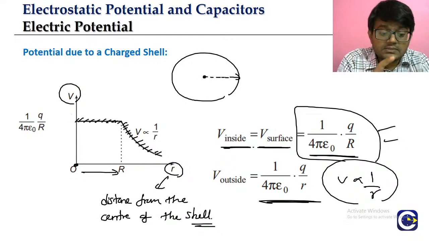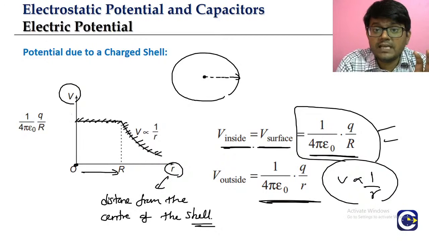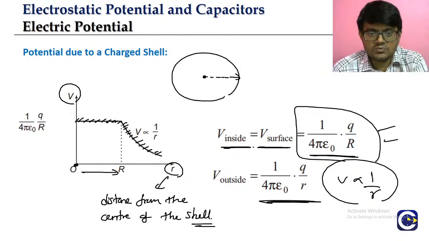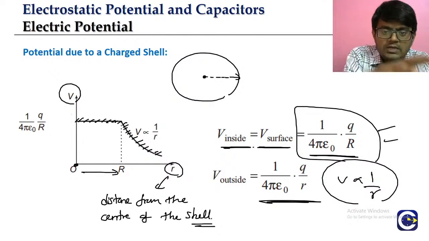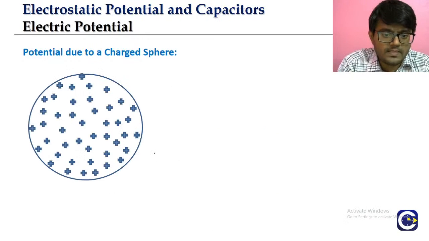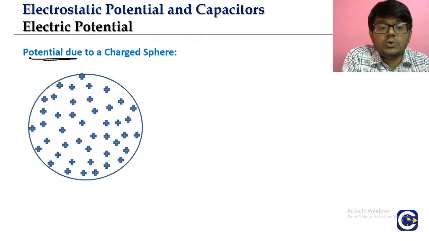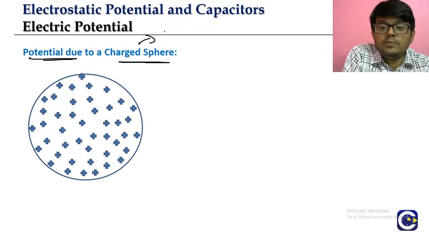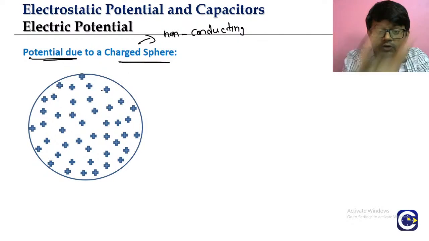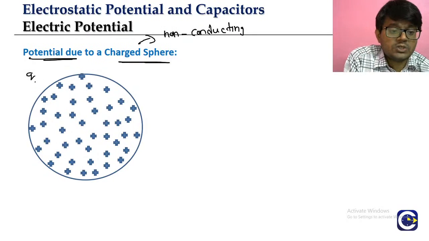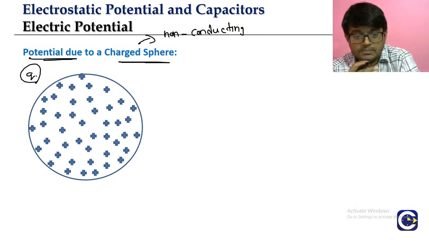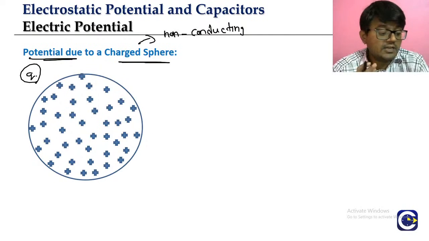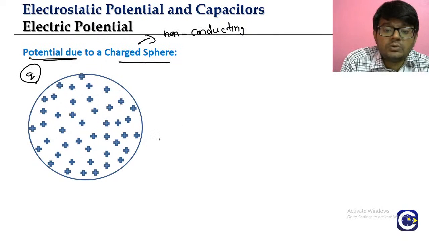The other one is a charged sphere, which is made up of non-conducting material, where the charge will be fully inside the volume. That we are going to see. So what is the potential due to a charged sphere? Again we are assuming that it is made up of non-conducting material, so the charge will be fully inside. Look here like this. If you are giving a charge q, it will be occupied in the entire volume. Charge will be occupied in the entire volume. Again we will begin with a point outside.